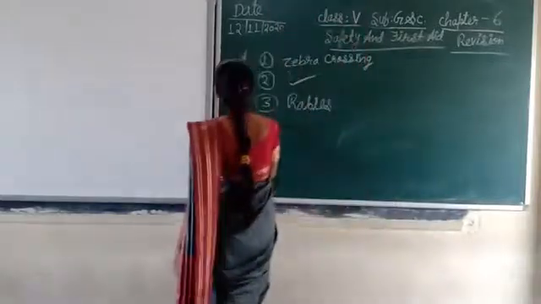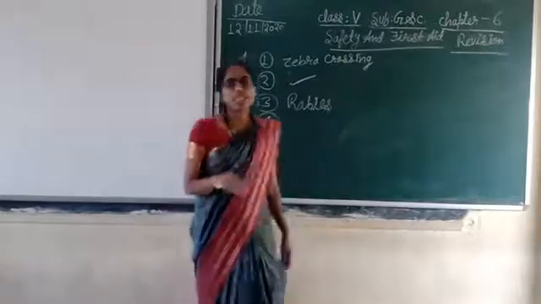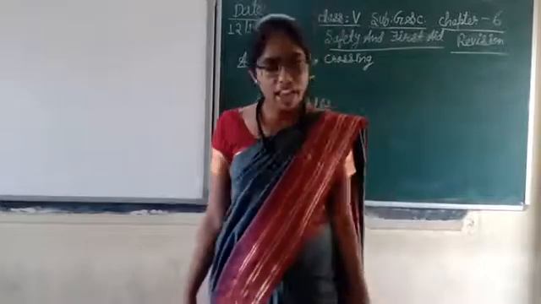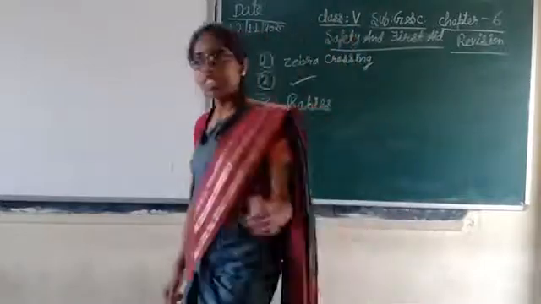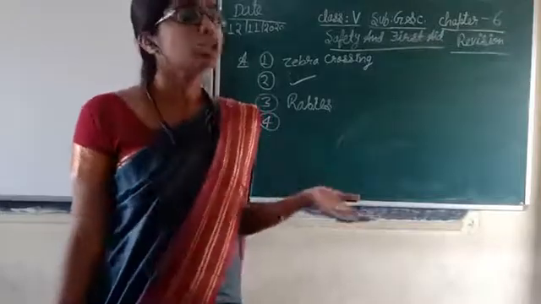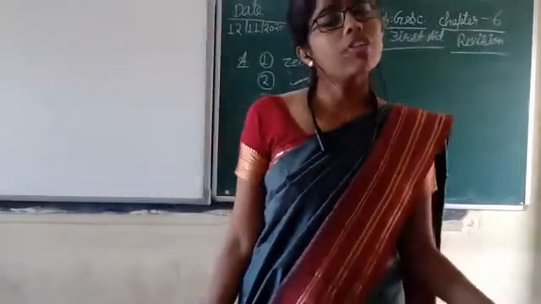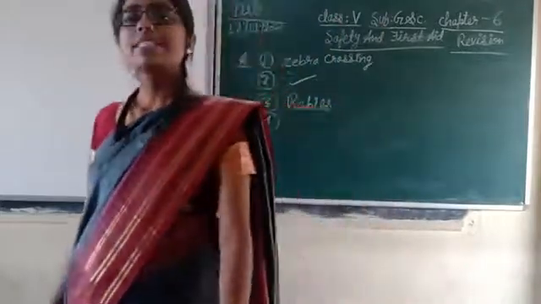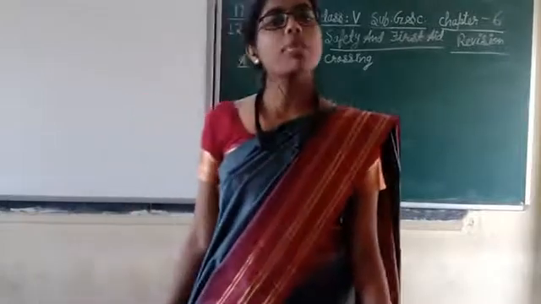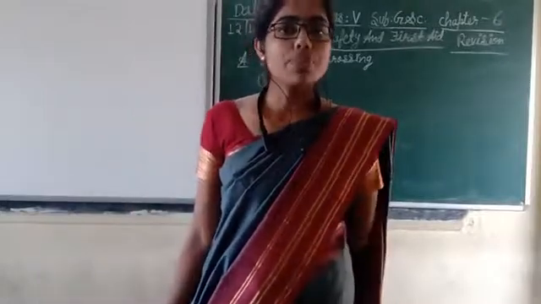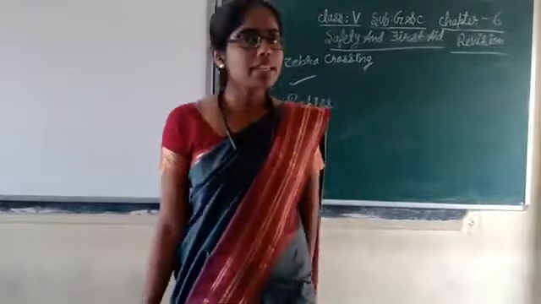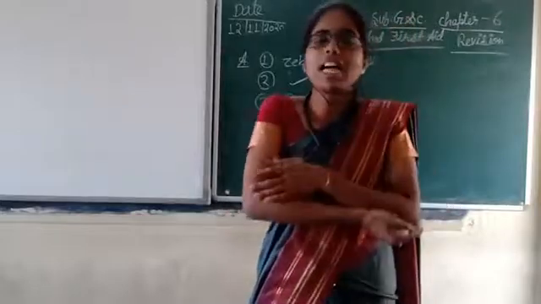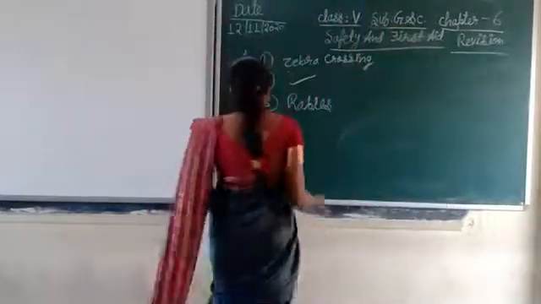Now question number 4 of this exercise. Which first aid is given to a victim whose hand is fractured? First option is clean it with water. Second option is roll the victim on ground. And the last option given here is support it by sling. So if the hand is fractured, what will we do? We will support it by the sling. So the last option is correct.